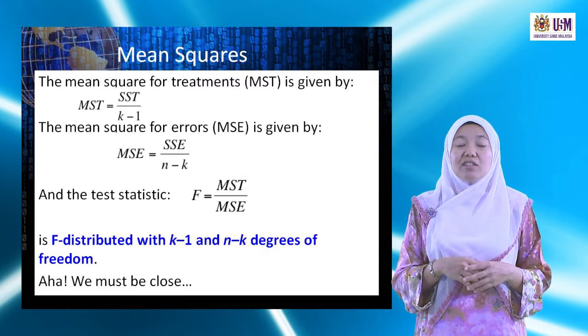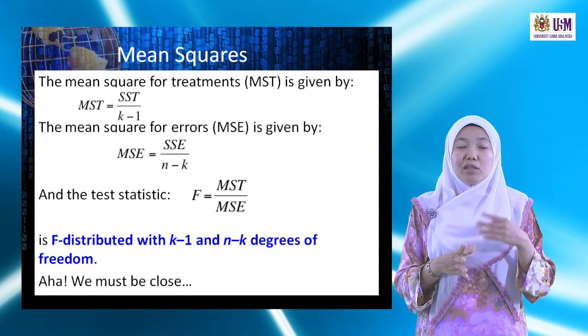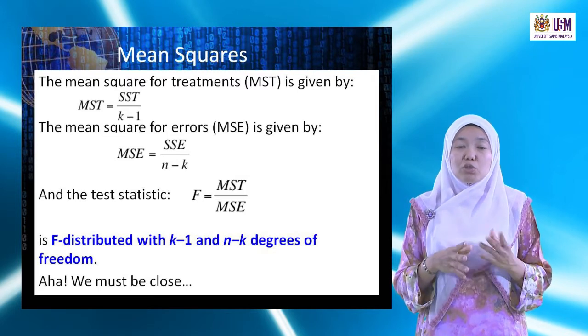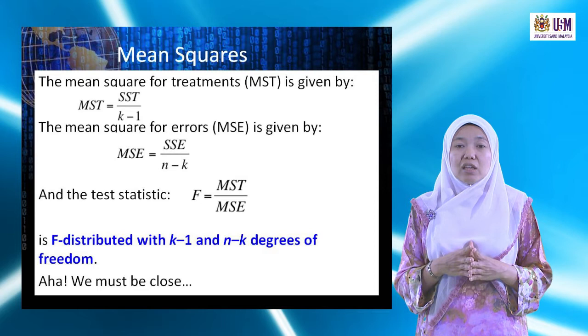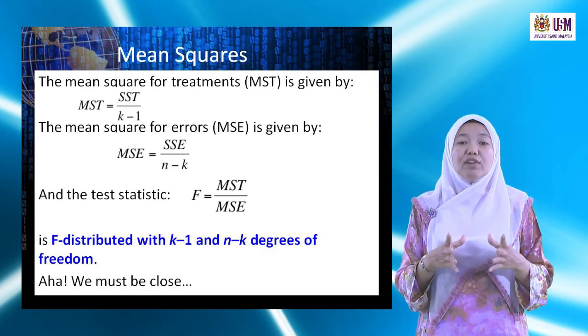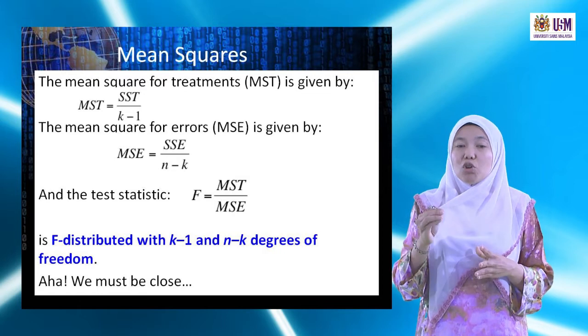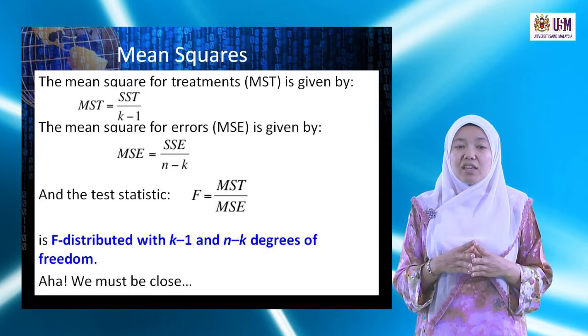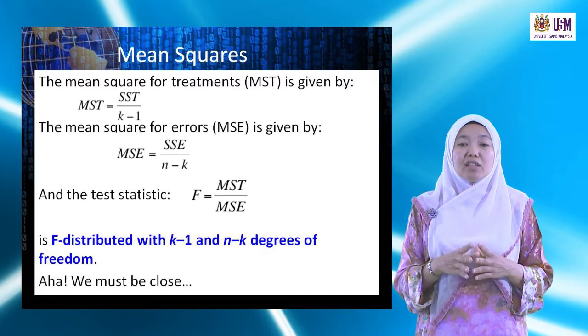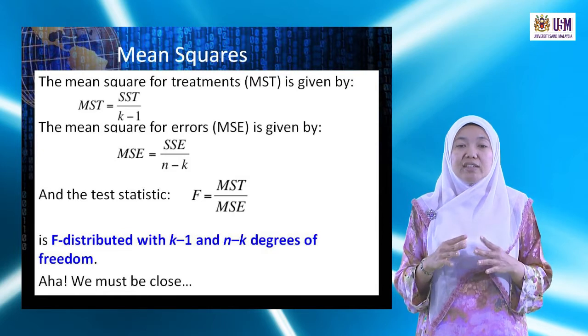The next column that you will look into is the test statistic, which in the case of ANOVA is known as the F statistic. The formula for F is simply the ratio of MST over MSE. And we know that the F statistic is F distributed with K minus 1 and N minus K degrees of freedom. So now you are close to the final part.